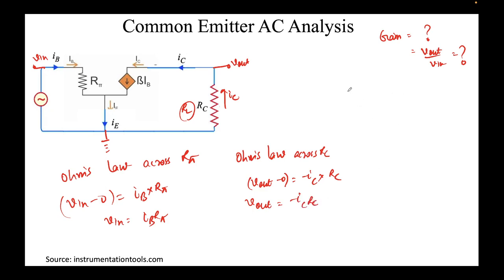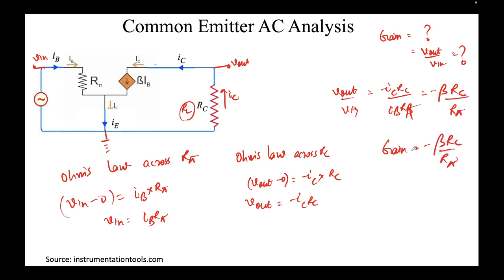Now the gain is V out by V in. V out is minus IC RC, and V in is IB R pi. I know this is a BJT operating in the active region, so IC would be beta IB. So I can write minus beta RC upon R pi. So I get gain equal to minus beta RC upon R pi.